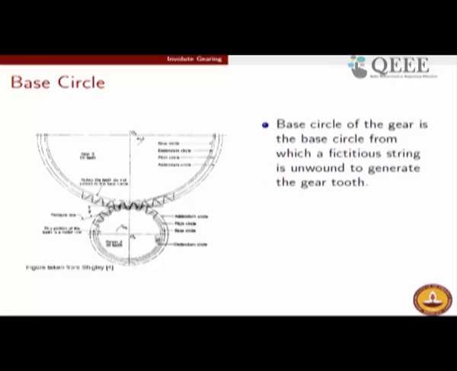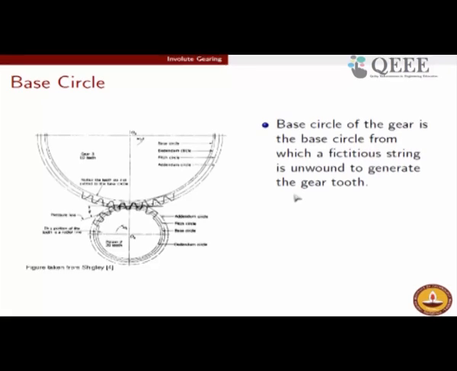Here we have shown two gears, and this figure is taken from Shigley's book again. Here we have the base circle which has been marked, and the dedendum circle, which is the circle passing through the bottommost point of the gear tooth profiles. There is a pitch circle similarly marked, and an addendum circle similarly marked. So, the base circle has a completely different concept from the dedendum circle.